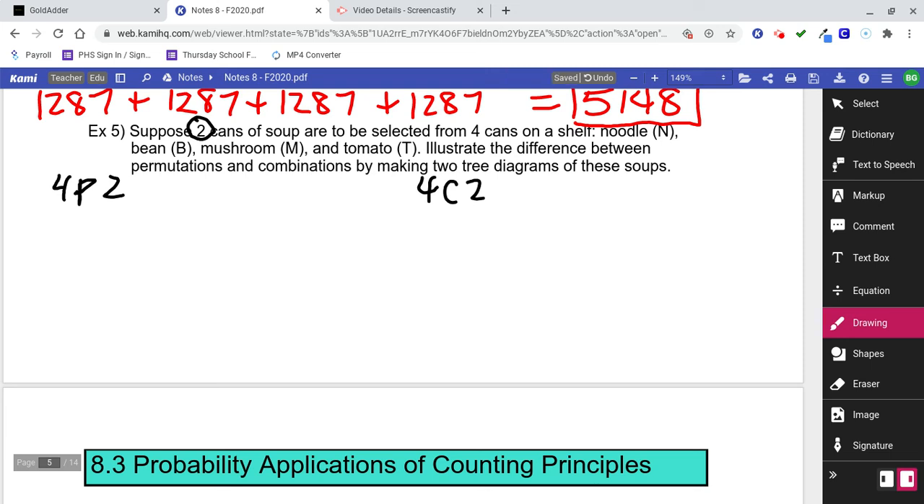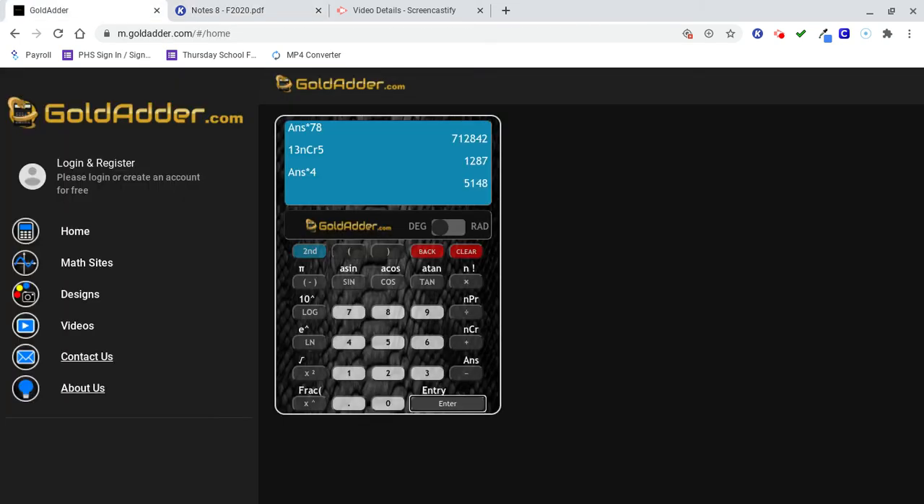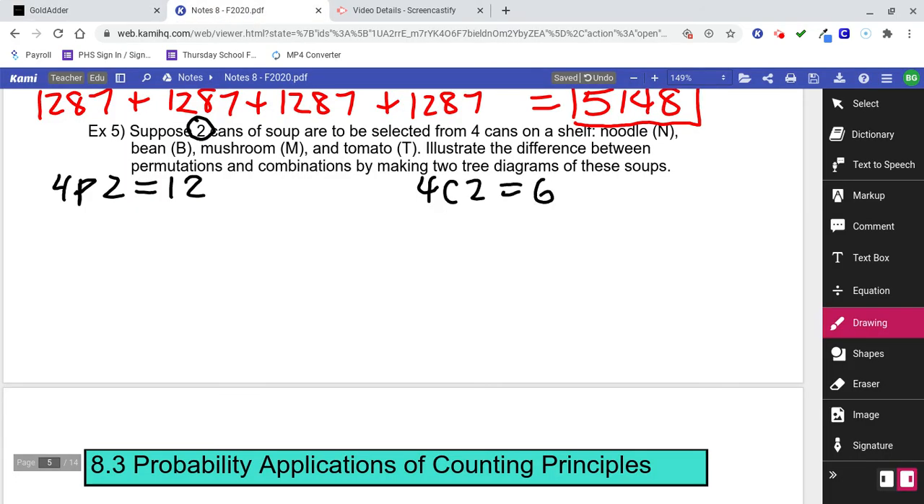4P2 we can do in our head. 4 times 3 is 12. 4C2 is a little bit harder to do. The formula is a little bit harder. So here was 4P2. Here's 4C2, which is 6. Okay, so it says make a tree diagram. Don't have a whole lot of space here, so let's see what we can do. You've got noodle, bean, mushroom, tomato. That's my first can, my first choice.